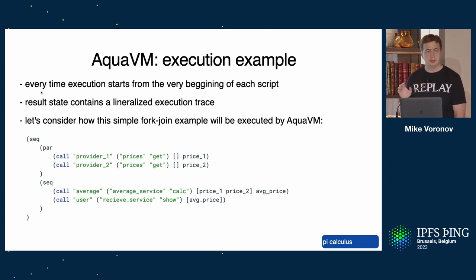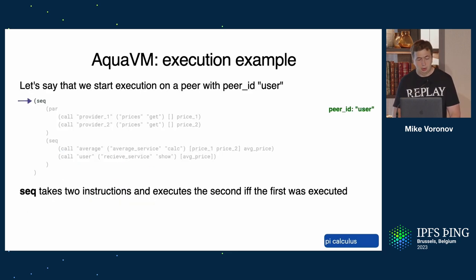In AquaVM, there is no saved entry point. Every time, the execution starts from the very beginning, from the first instruction. Finally, when a new result is obtained, this result contains a linearized execution trace of each of the instructions that were executed. Okay, let's say that we start the script on the peer with peer ID user, for example. Now you can see on this part of the slide that the peer ID is now user. It's important.